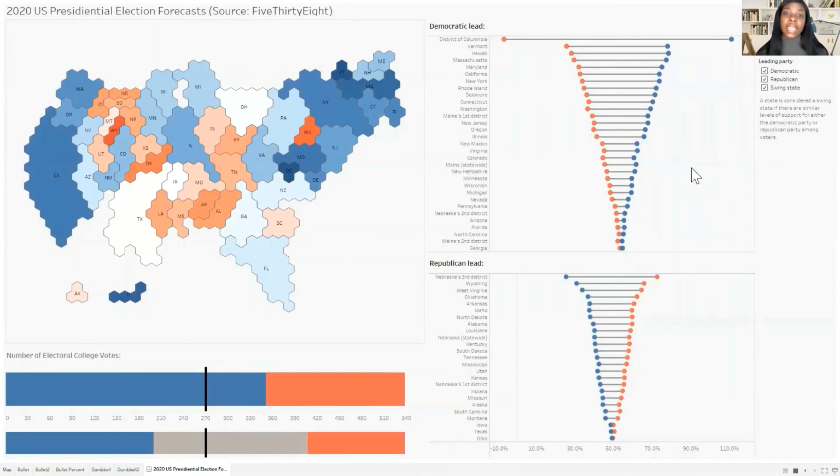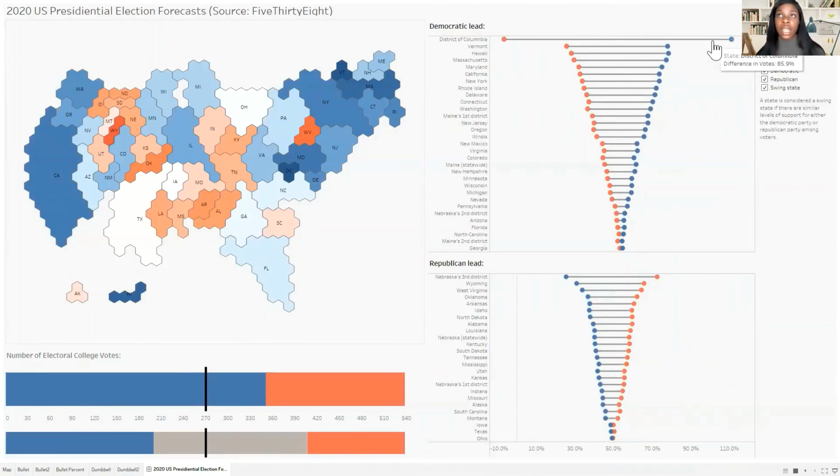We transformed this idea by not only creating a dumbbell chart to show the difference in support, but also by showing this information in two separate charts, so you're able to see a clear distinction between states where the Democratic Party is leading versus states where the Republican Party is leading. So you're able to receive more information than the original chart, since you can see the order of popularity and also how significant each lead is.